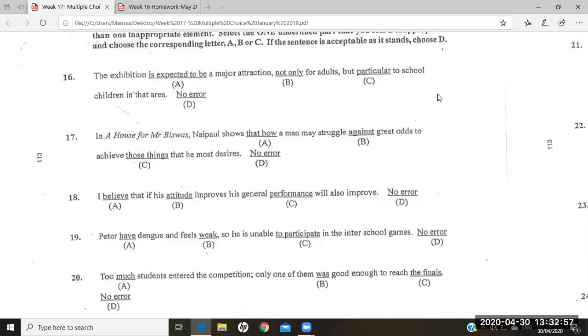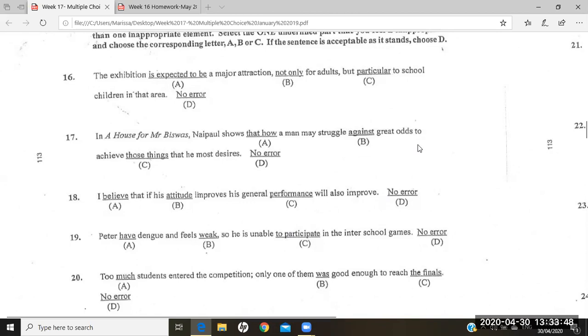The exhibition is expected to be a major attraction, not only for adults, but particularly to school children in that area. Just pick an answer too, right? Yeah, you're going to pick the answer if you think the error is A, B, or C, or if you think the sentence is fine, you choose D, no error. All right, no problem. C. Yes, the answer is C. What is particular supposed to be? Particularly. Very good.